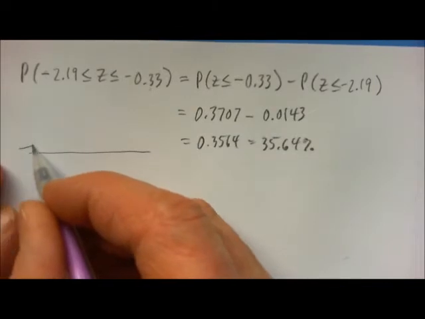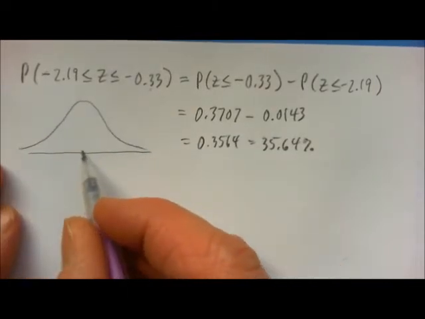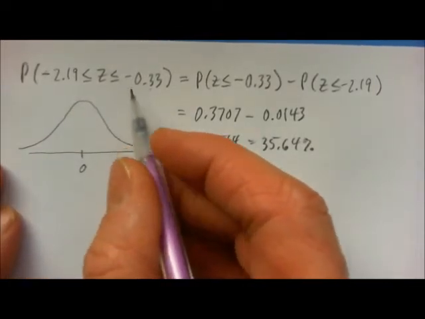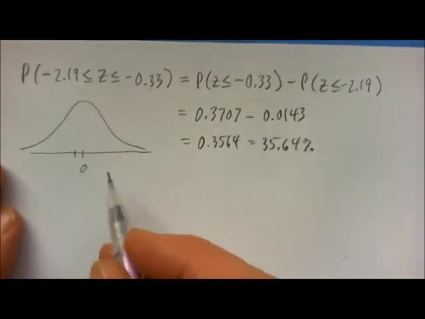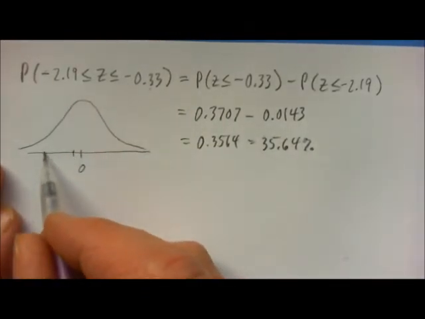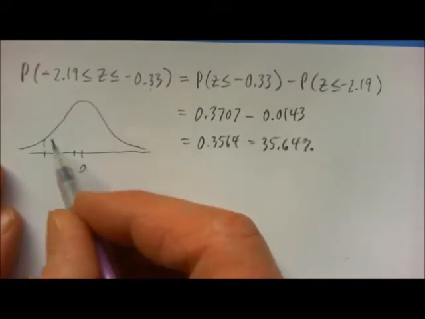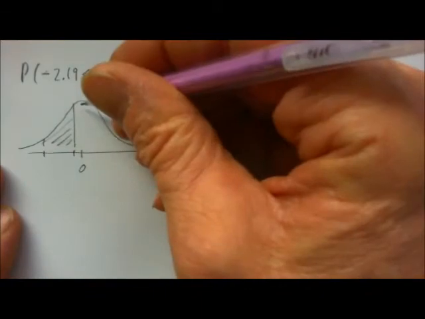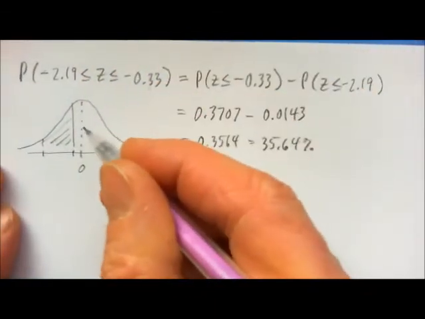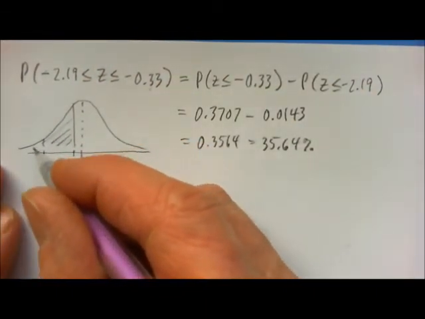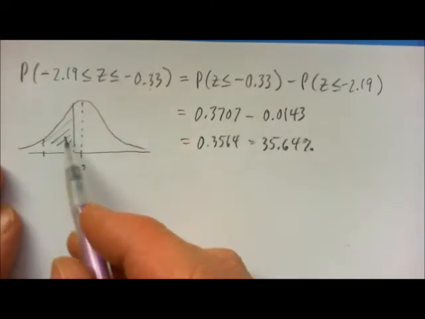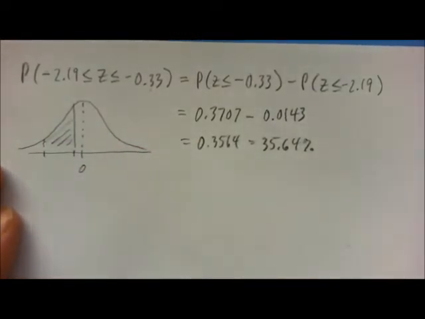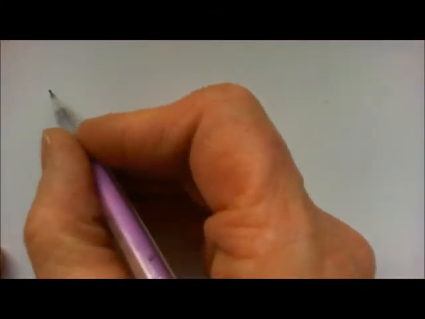We might take a look at a picture and see if that seems reasonable. The picture in this case would be something like this. Here's 0. Negative 0.33 would be just a little bit to the left of 0, and negative 2.19 would be quite a bit out here. So it would look something like this. We know that the area to the left of this dashed line is 50%, and so it would seem reasonable that this shaded area might be 35.64%.